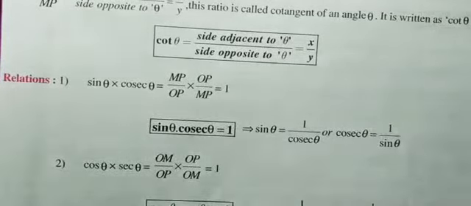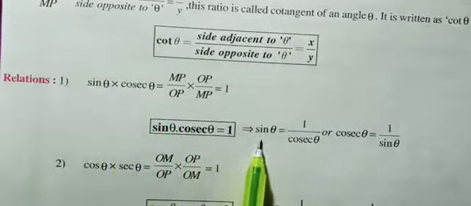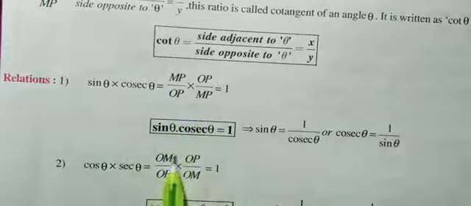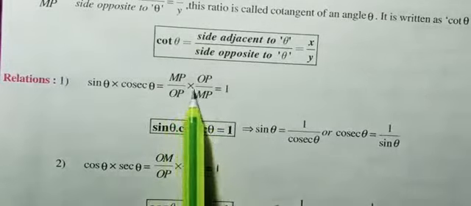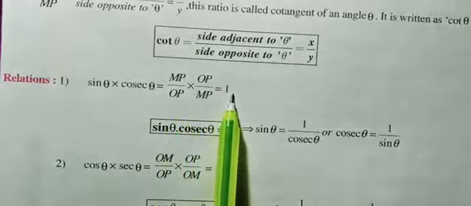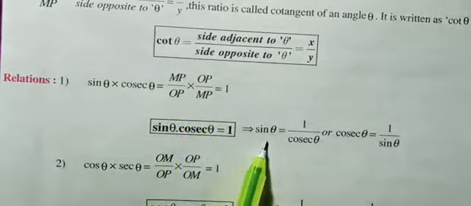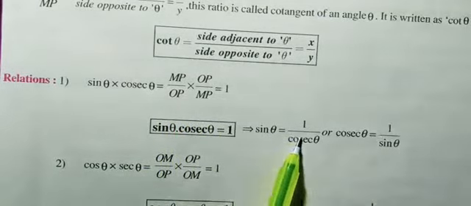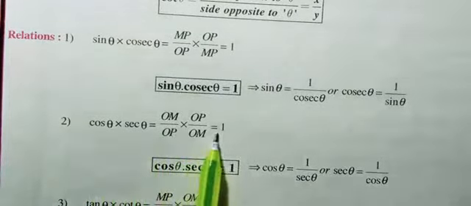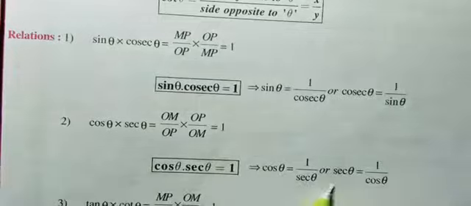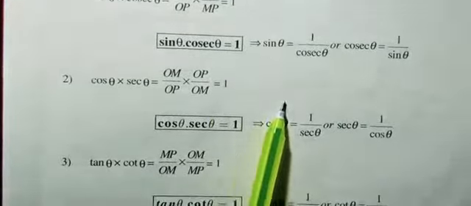So these are the relations. Hope you all know. Sin theta into cosec theta is equal to 1. Understood? How does 1 come? MP by OP into OP by MP, that means 1. So from here we can write that sin theta is equal to 1 by cosec theta. Similarly here also, cos theta into sec theta is equal to 1, from here we can write this, and tan theta into cot theta is equal to 1. So from here we can write this.